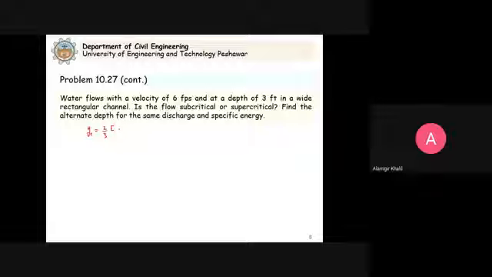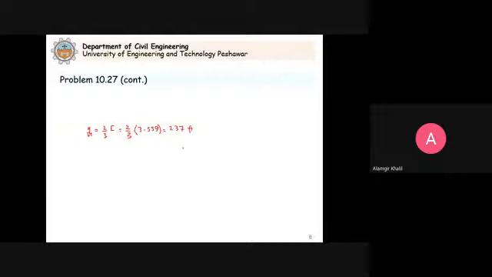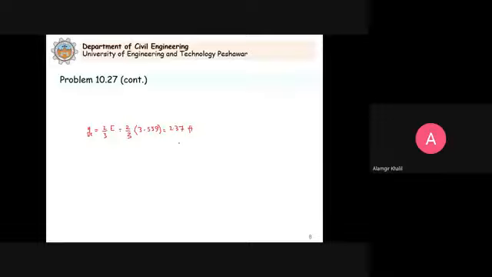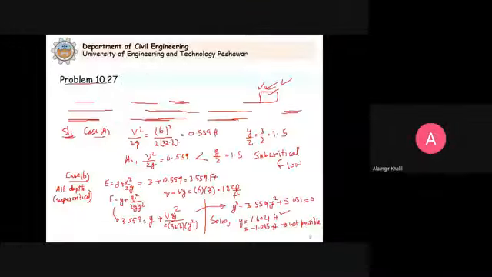Now you can calculate: this will be equal to 2 by 3 times E, that is the same, so 2 by 3 times 3.559 that we calculated, and this will be equal to 2.37 feet. So we have 2.37 feet, this is the critical depth. Why do we say that it is the supercritical depth? If you look here, this depth is 1.60, so it is less than 2.37. That's why we write down here that this is the supercritical depth.